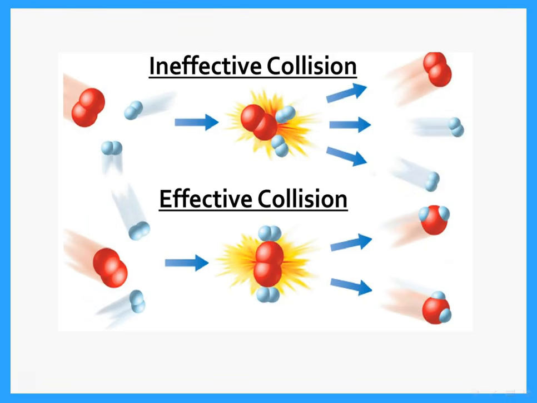So the rates of reaction depend on the collisions. We said there was a collision theory that says particles that collide with a very small amount of energy will not react. So we call that an ineffective collision. But if the particles collide with a certain amount of energy, which we call activation energy, or more than activation energy, then they have enough energy to collide and react, and that is called an effective collision.